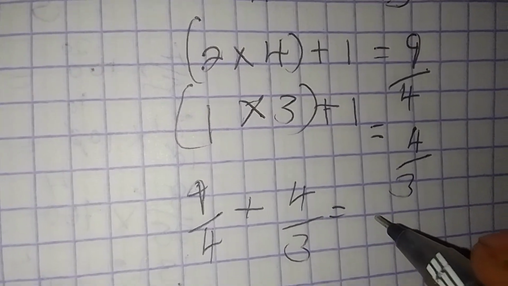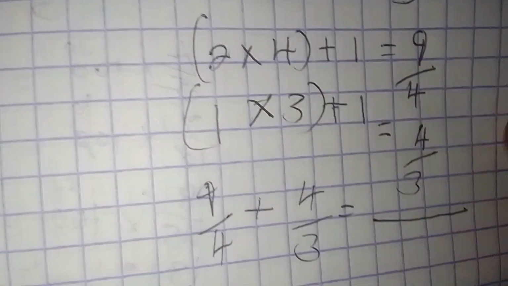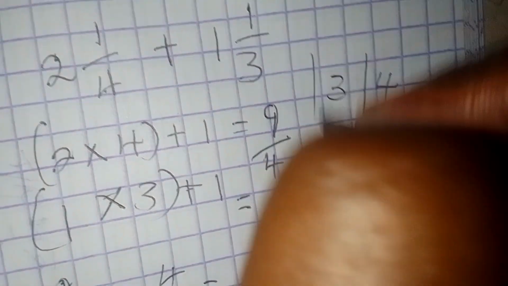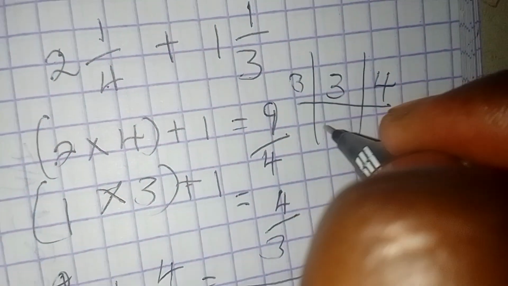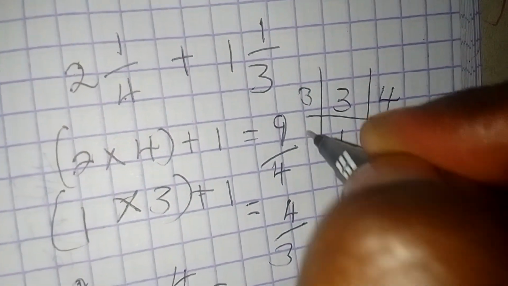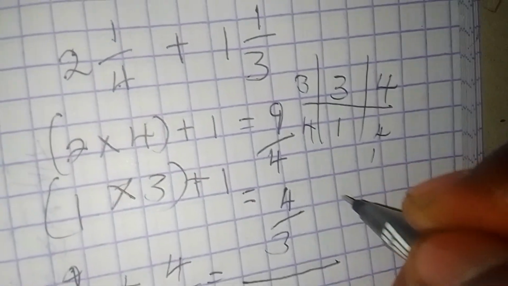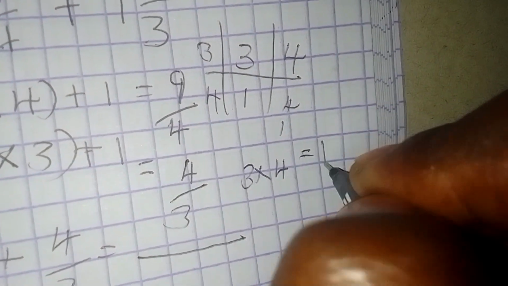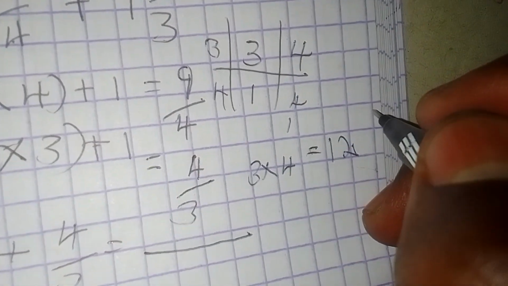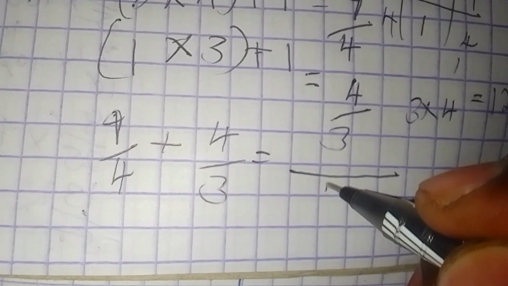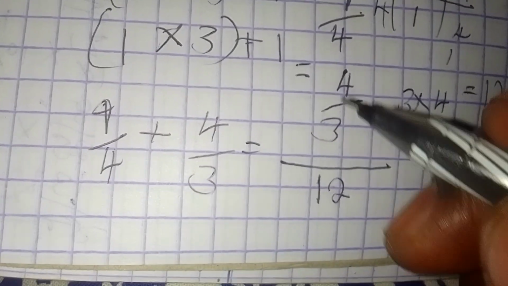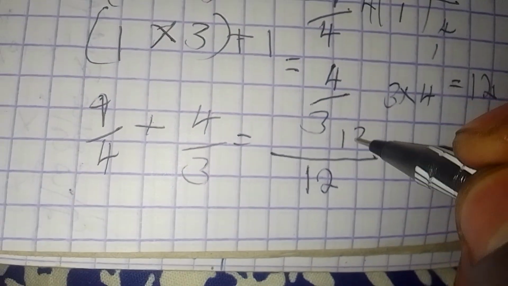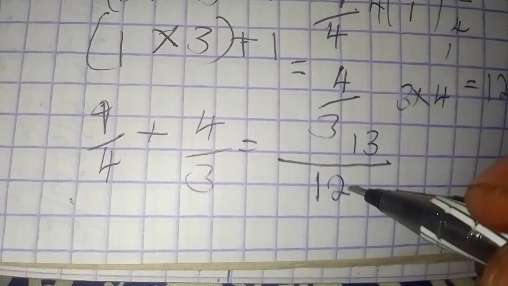So we get the LCM for 4 and 3. What is the LCM of 3 and 4? We start with 3. 3 divided by 3 is 1. 4 divided by 4 is 1. So the LCM is 3 times 4, which is 12. So you write 12, which is the LCM. And then you add 9 plus 4 is 13. So our answer becomes 13 over 12.